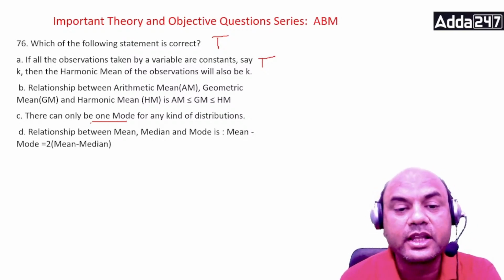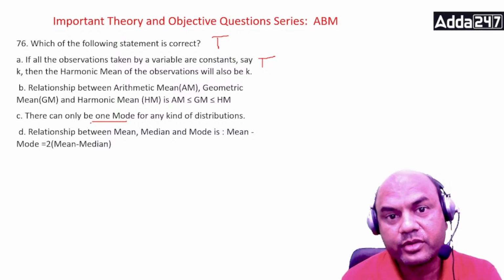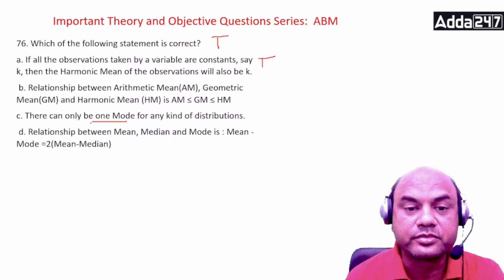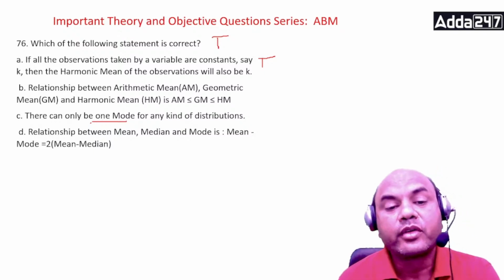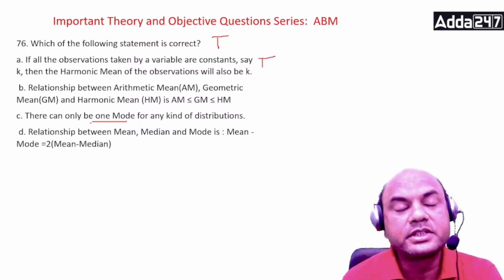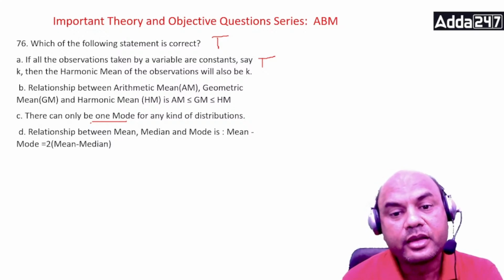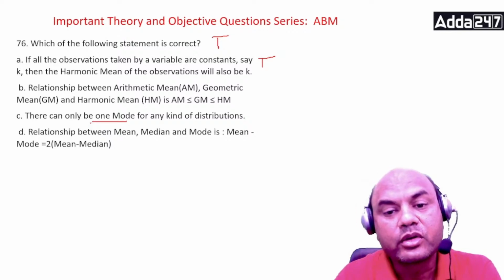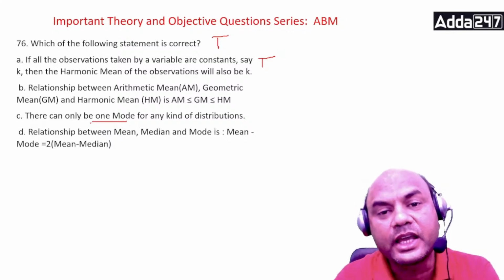See here, only giving the answer is not enough. Okay, by fluke somebody might have got it, but you need to have the explanation also. So why A is true? Because harmonic mean refers to what? Refers to averaging of ratios such as speed and time, cost and unit. Basically it's an averaging.